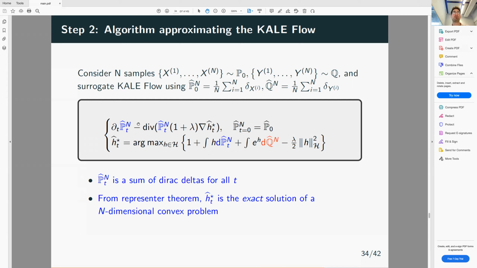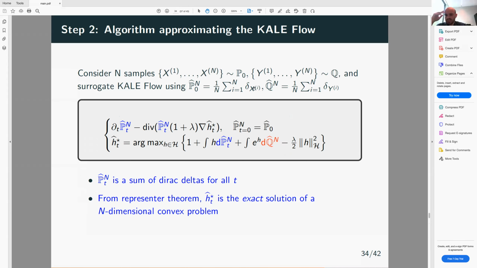And it turns out that PT, the trajectory, remains just a discrete set of points for every time t. And because of that, you can also compute PT in a tractable manner. So essentially, the mass doesn't split. If you have n points, then over time, you will still have n points in your probability distribution. You won't have a continuous distribution. And so now we have a surrogate KALE flow that we hope is going to be able to approximate any form of KALE flow, as soon as you have samples from the initial density and samples from the target density.